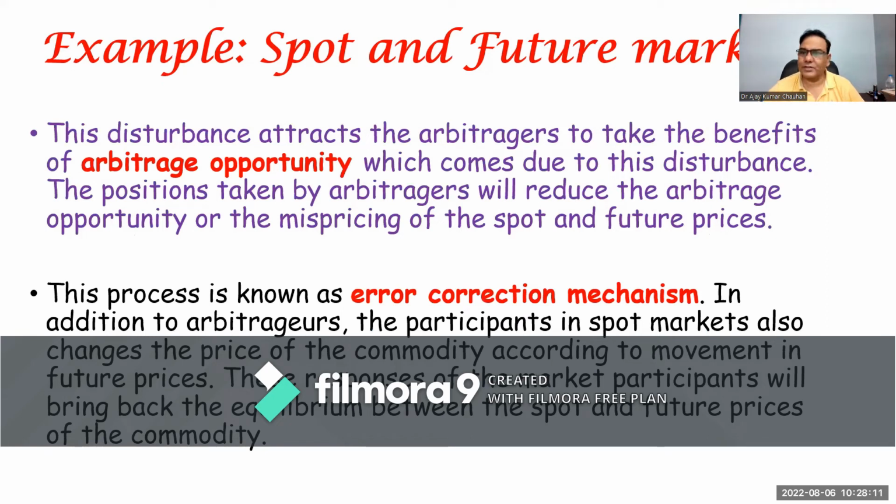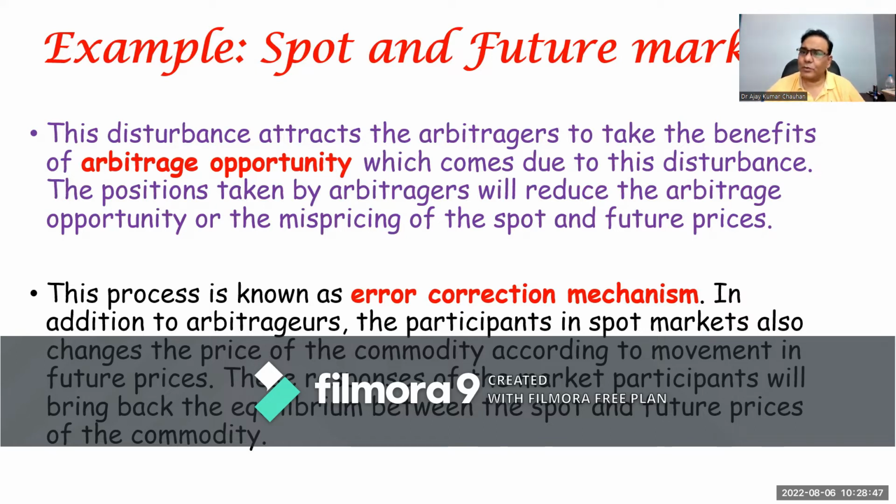whenever news comes, everybody takes the long position in the future market. This disturbance also attracts the arbitrageurs to take the benefit of the arbitrage opportunity which comes due to the disturbance. The position taken by the arbitrageur will reduce the arbitrage opportunity or the mispricing. This process is called the error correction mechanism. So in the derivative market, the error correction mechanism is known as the arbitrage process.